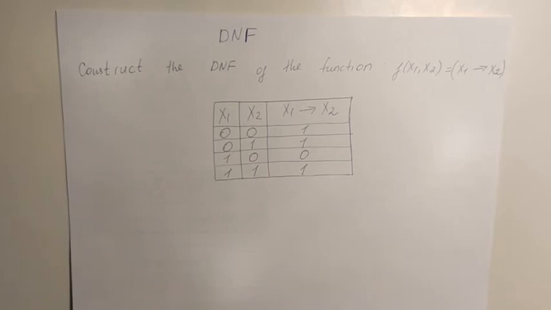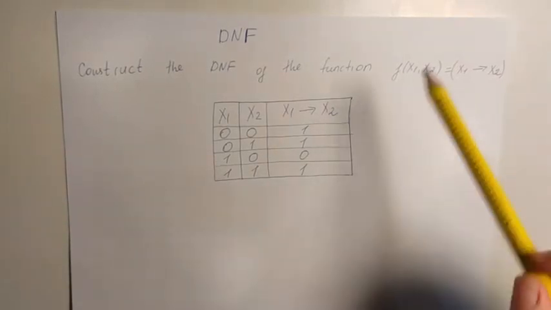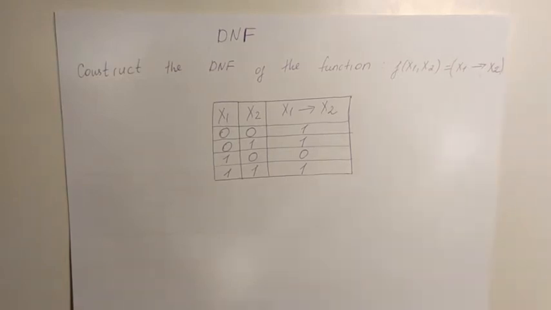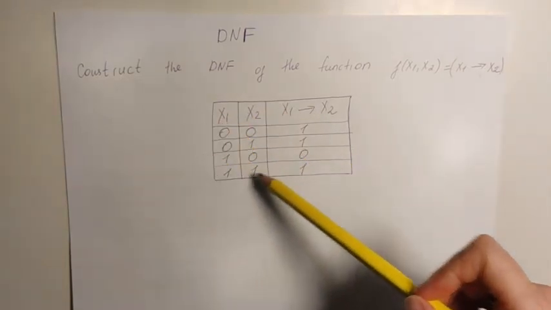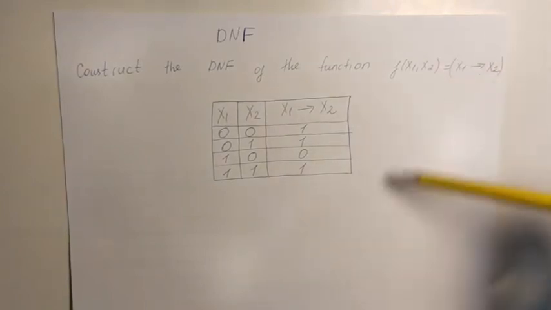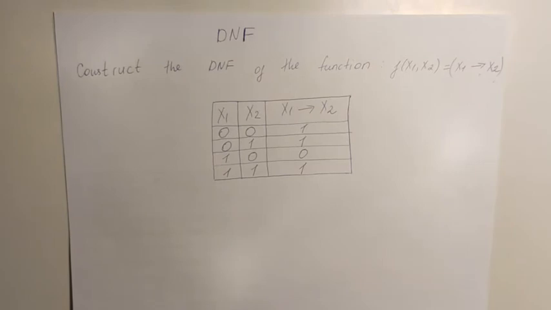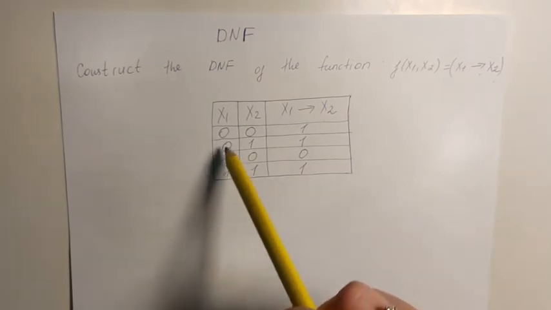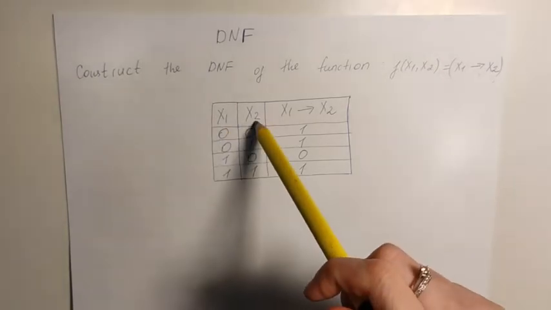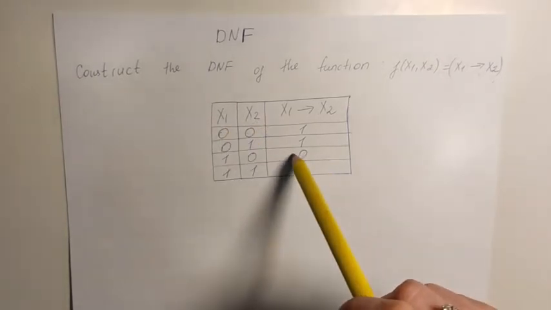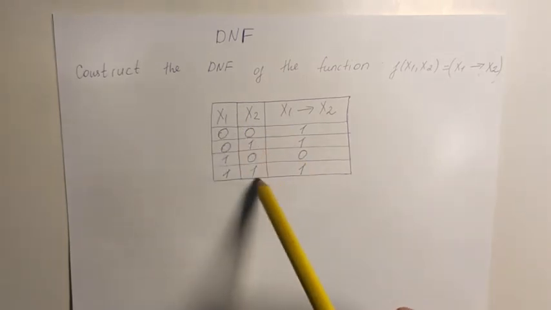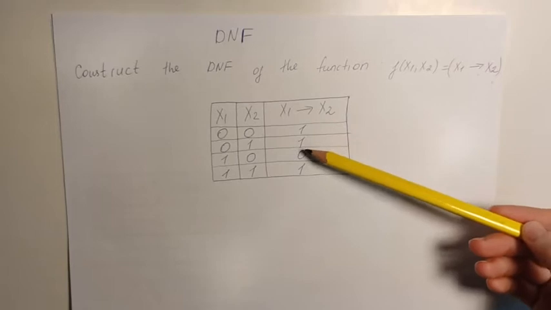Now it's time to construct the DNF of the function x1 implication x2. Again, we construct the truth table of the given function. We mentioned in our previous video that if the truth value of x1 is 1 and the truth value of x2 is 0, our result will be 0. All the remaining ordered pairs will be 1.